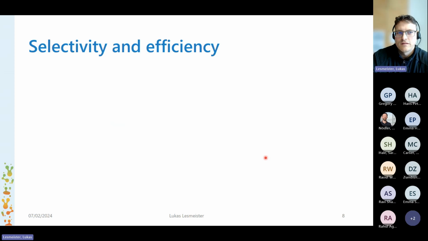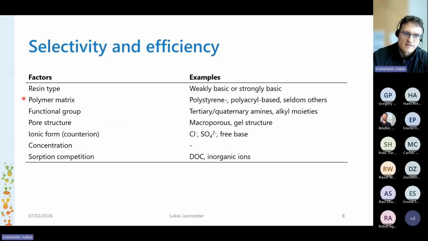Selectivity and efficiency of anion exchange processes largely depend on factors such as resin type, polymer matrix, the polystyrene versus polyacryl, functional group, tertiary versus quaternary amines, and also the attached alkyl moieties. The pore structure is more influential on the kinetics and less on the overall capacity of resins, but there are also studies that show that the ionic form or the counterion can influence PFAS sorption to resins.